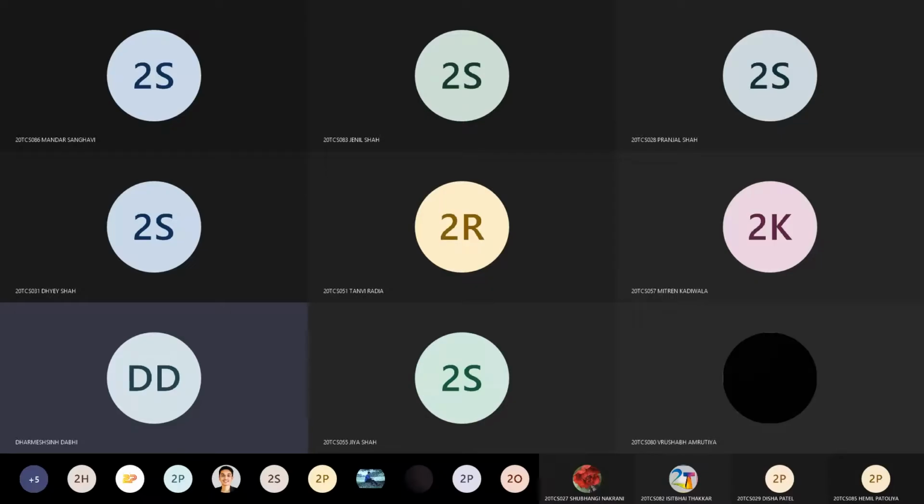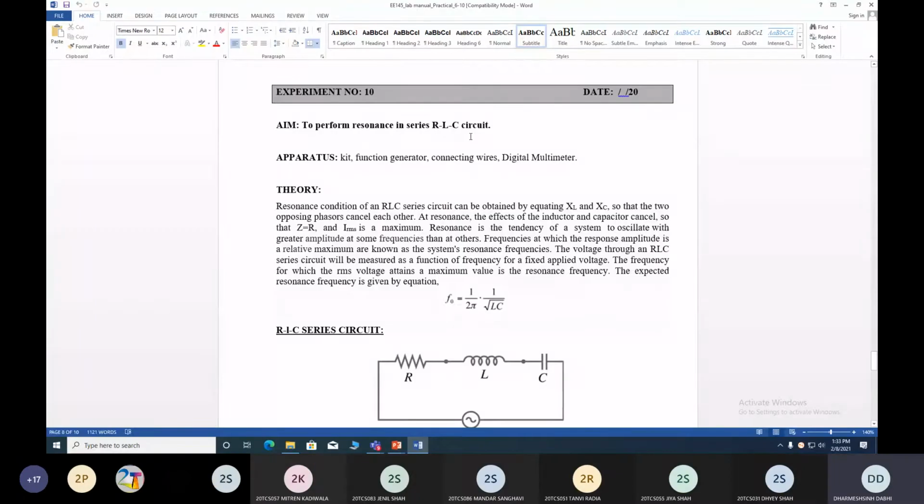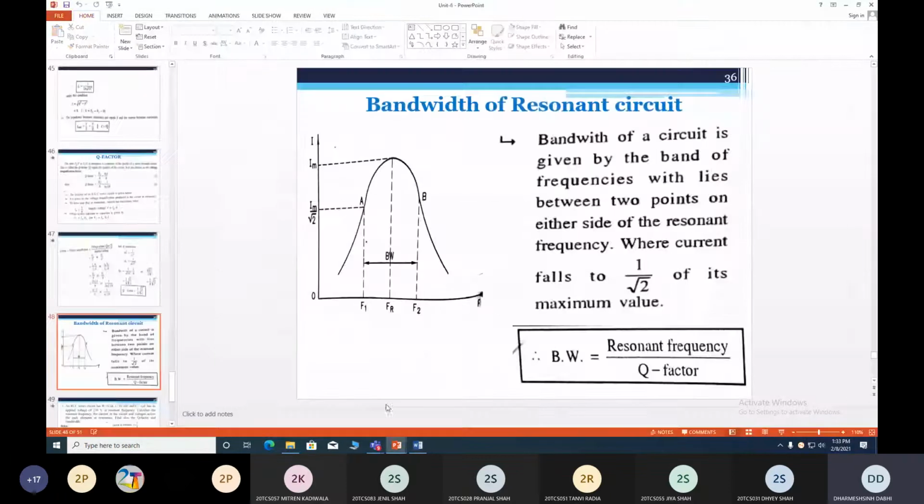Perform the resonance in series RLC circuit. In chapter number 6, single phase AC circuit, we learn the resonance circuit: resonance of series RLC circuit and parallel circuit. So let's revise again the things which we have learned in unit number 6. We learn this graph.